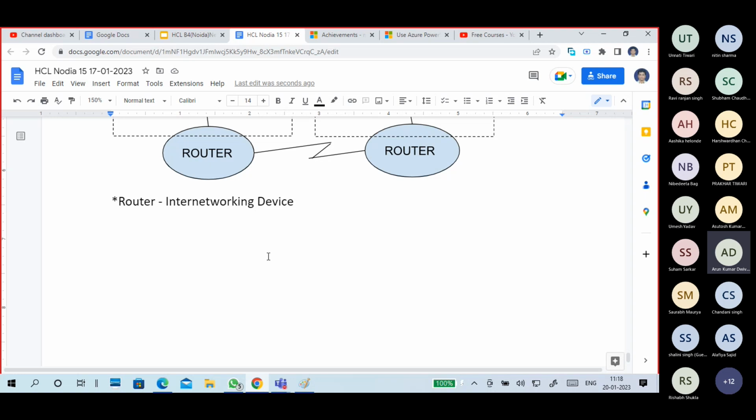Guys, for a network, we need physical connectivity. The way devices are connected physically is called a physical topology.